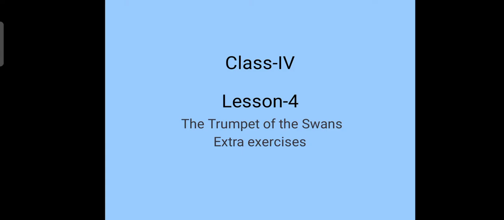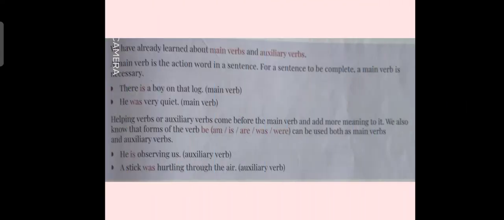Dear students, today we are going to do the extra exercises of lesson number 4, The Trumpet of the Swans. We are going to do the grammar usage, as we have already learned about main verbs and auxiliary verbs in our lessons.